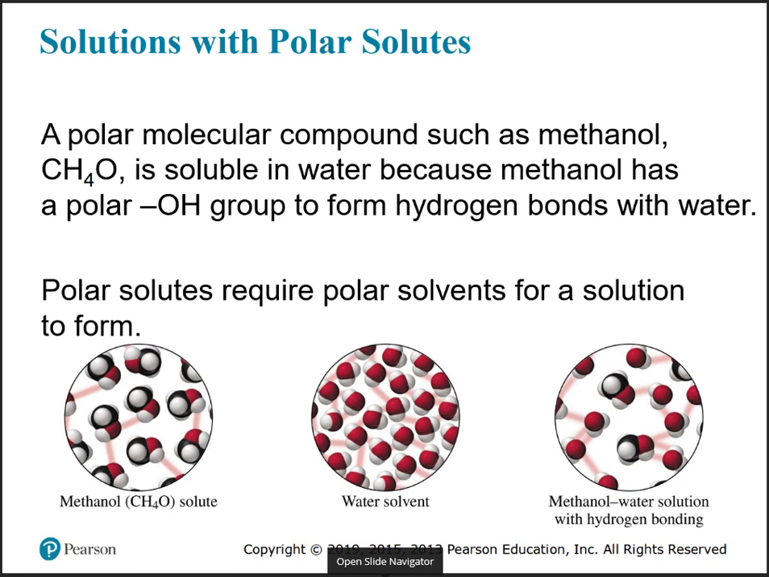Let's talk about polar solutes. We talked about ionic ones. Now we're going to talk about polar solutes. If you're polar, you need something like you to dissolve you. That means you're going to need a polar solvent. An example of a polar molecule is methanol. That's a type of alcohol. I usually write it like this, CH3OH.